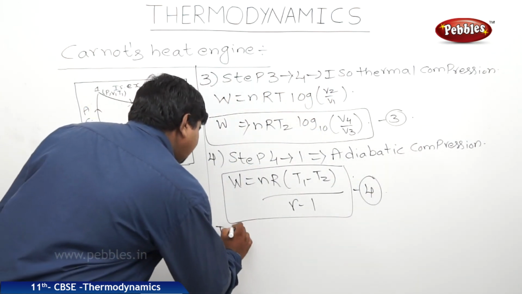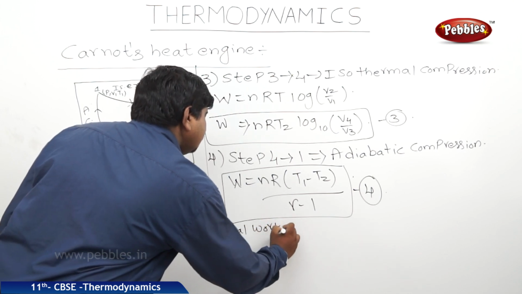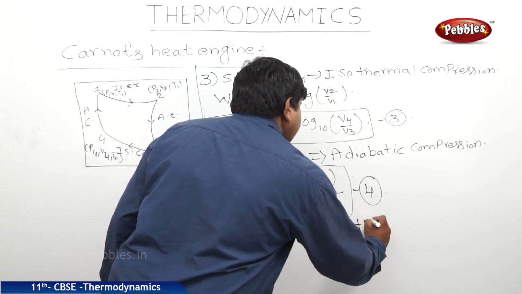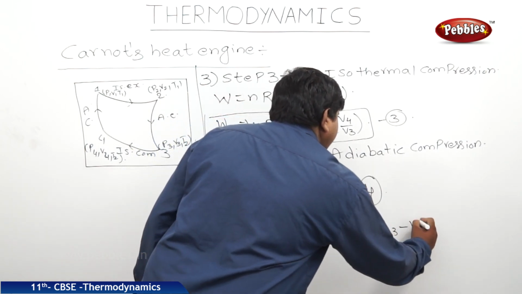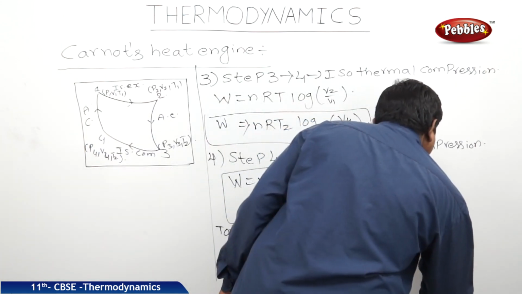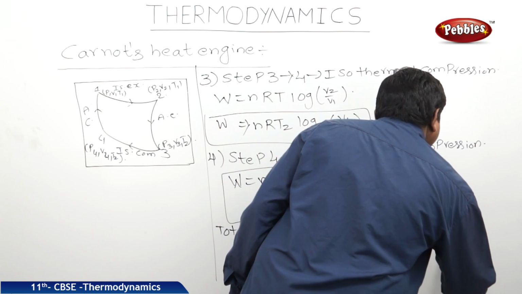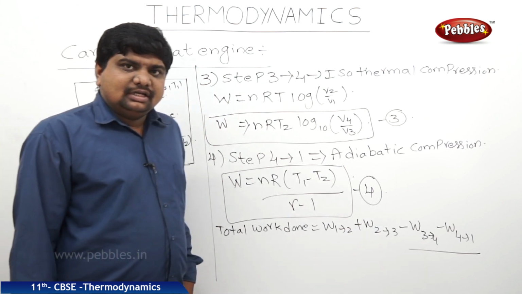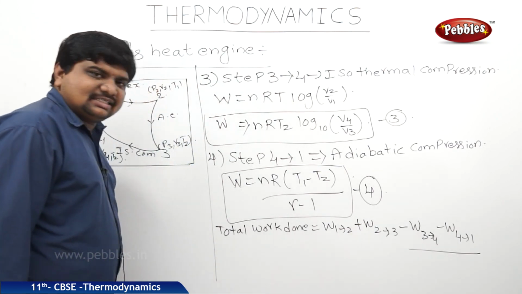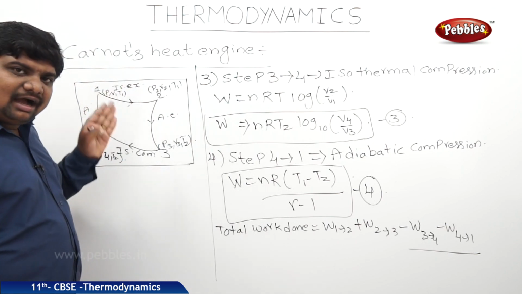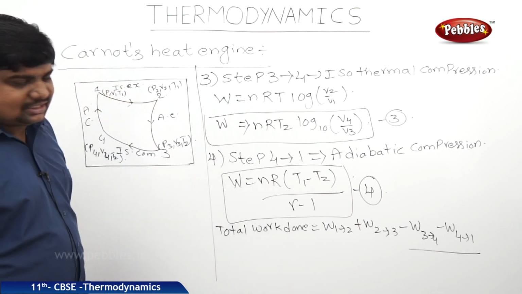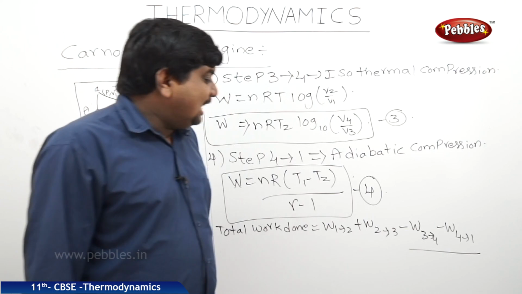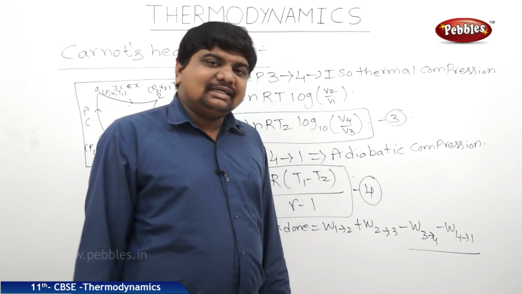Therefore, total work done is equal to work done from 1 to 2 plus work done from 2 to 3 minus work done from 3 to 4 minus work done from 4 to 1. We are applying the negative magnitude for the work done from 3 to 4 and 4 to 1, because these two processes are compressions which are done exactly opposite in the direction and magnitudes of expansion. That's why the total work is the summation of isothermal expansion and adiabatic expansion minus isothermal compression minus adiabatic compression.